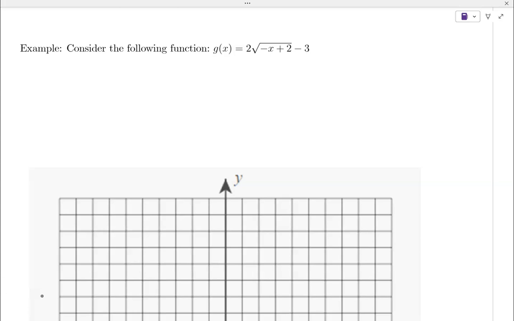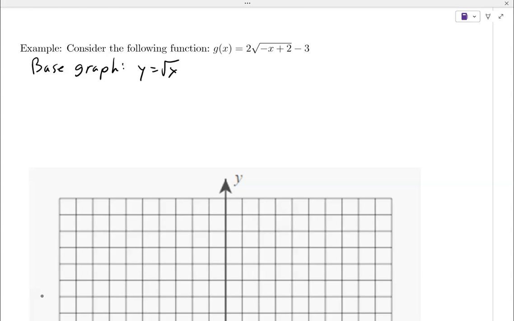Before I do that, what should we use for the base graph? Let's start there. Yeah, the square root function, right? Square root of x. So our base graph will be y equals square root of x. We should start there first, then we'll go through the transformations.